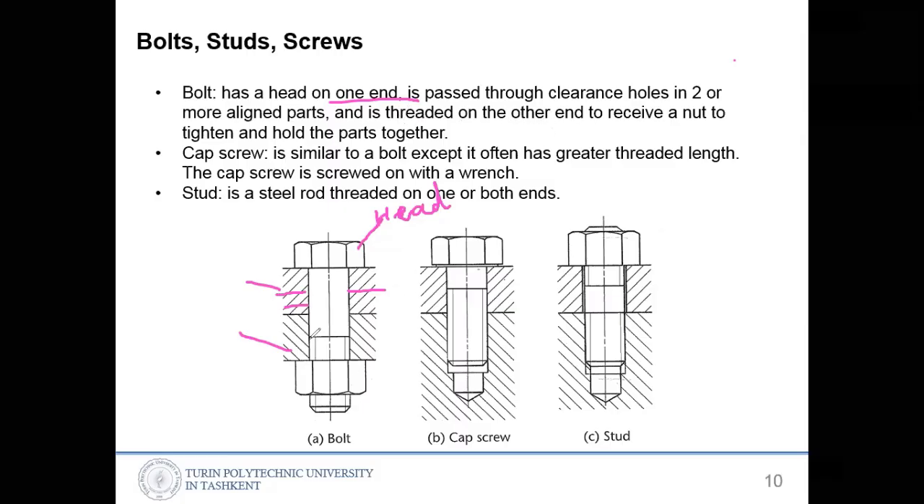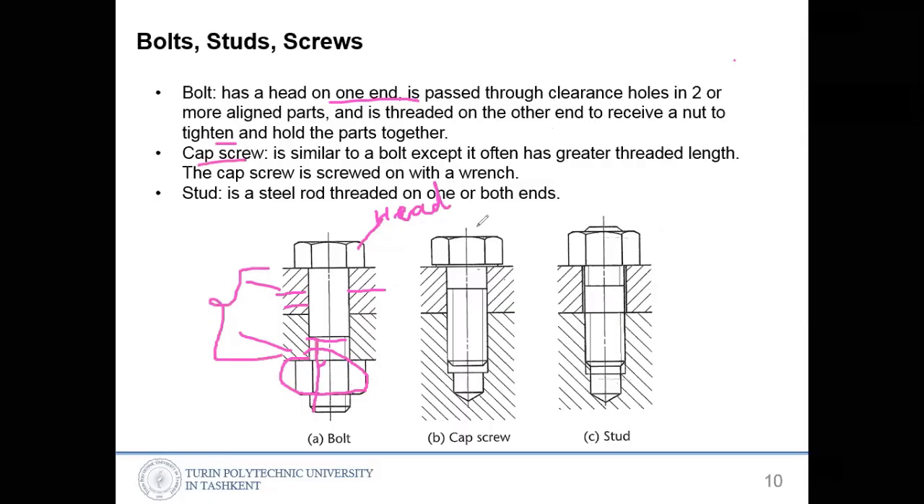Okay, so here the threaded part starts from here until the end. The threaded line is the minor diameter, a thin line. And it receives a nut to tighten. So we have a nut here to tighten everything inside this area and to hold the parts together.